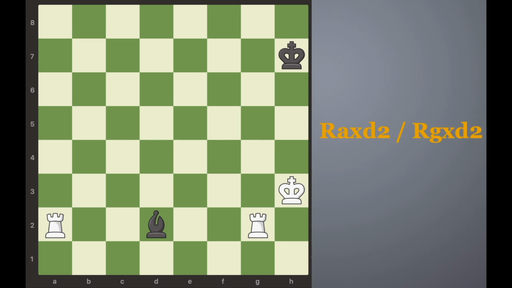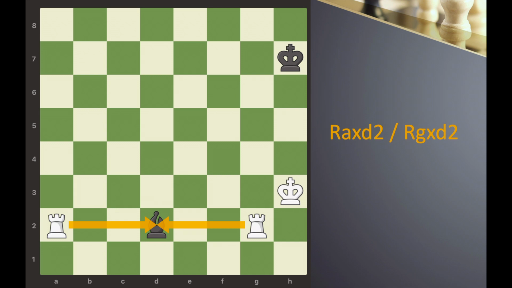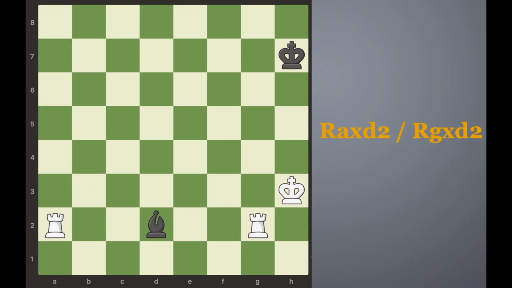Let's look at this example where both of the rooks are on the same rank. Here we can't use rank to specify the piece, but we need to use files since both of the rooks are on second rank. So you can say Raxd2 or Rgxd2 to capture the bishop. So it depends on the position how you want to identify and specify the particular piece when you are going to capture. Either you can use rank or file based on the position.